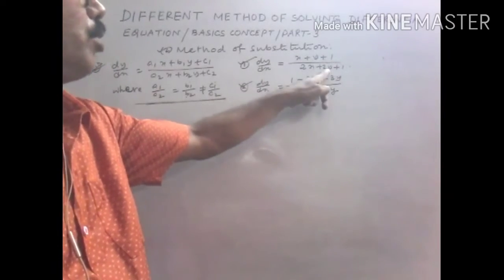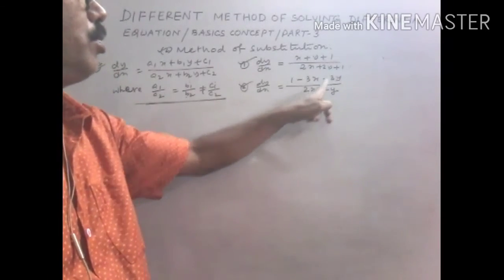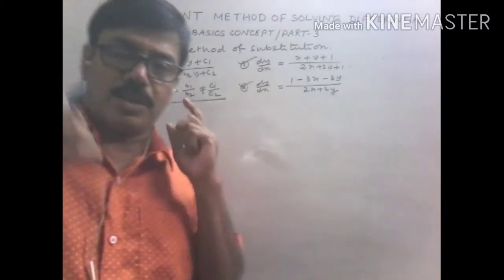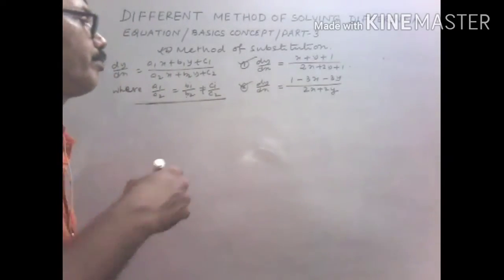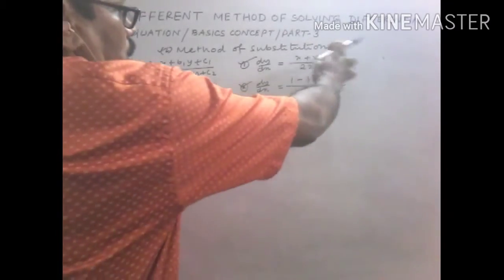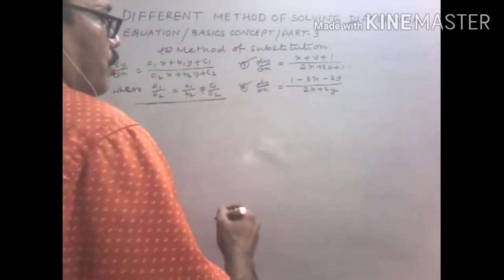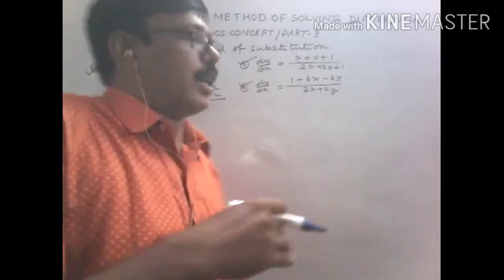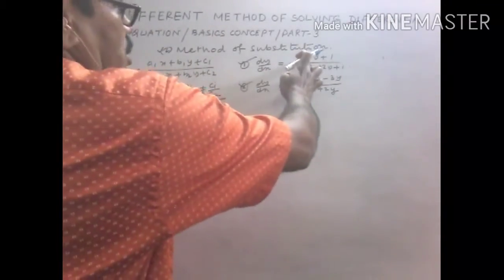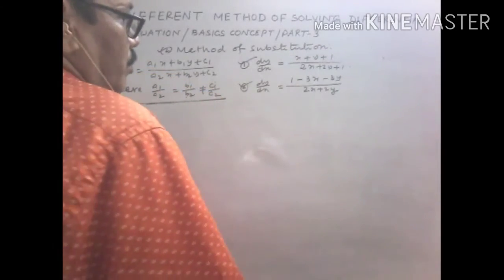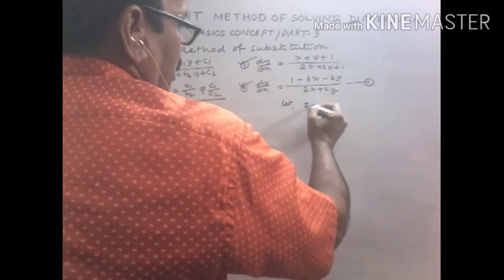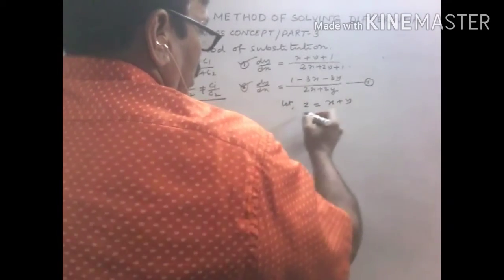a1 by a2 is half, b1 by b2 is half. This is minus 3 by 2, minus 3 by 2. So we have to use the transformation, the substitution method. So look, this one and this one are parallel lines. So it is obvious that the substitution is x plus y equals z. So we consider problem number 1. Let z equals x plus y.